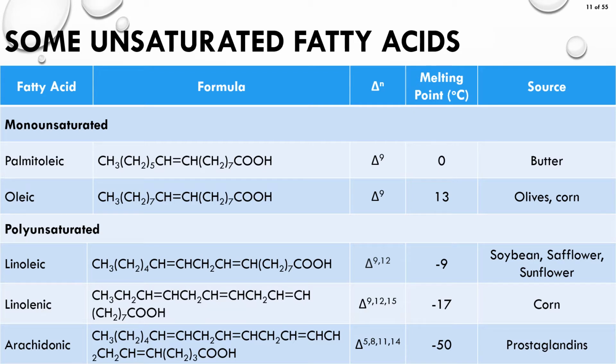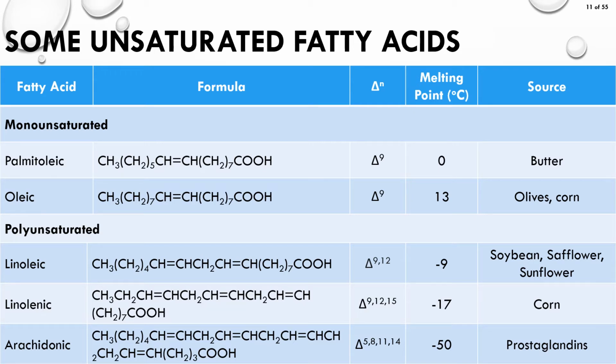Then we have the oleic acid, which also has a double bond on carbon 9. The sources of oleic acid are olives and corn. Then we move on to the polyunsaturated fatty acids. We have linoleic, which has two double bonds found on carbon 9 and 12. Then linolenic, which has three double bonds on carbon 9, 12, and 15. Then arachidonic, which has four double bonds located at carbon 5, 8, 11, and 14.